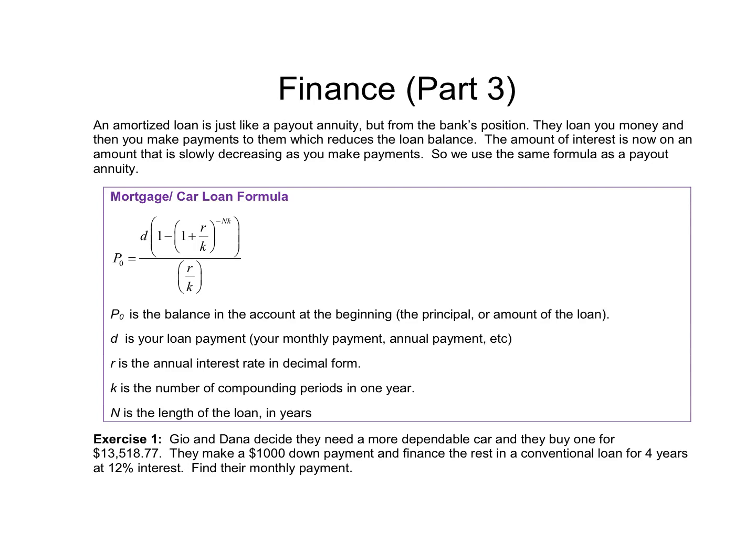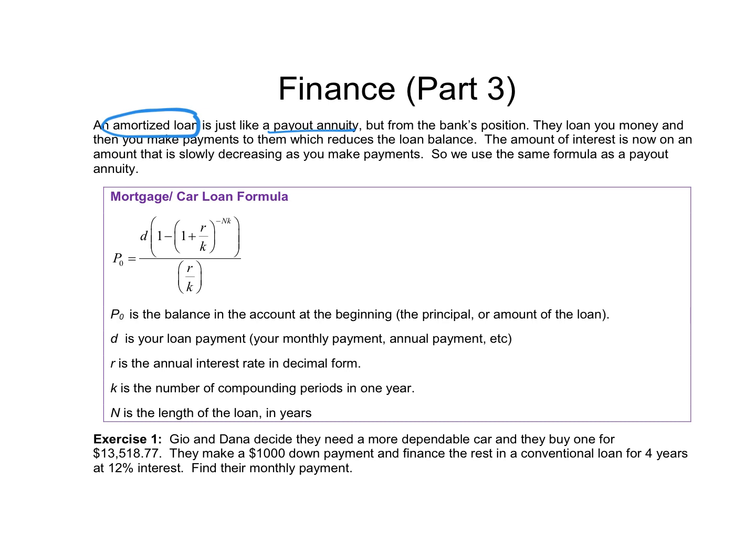All right, we're going to take a look at Finance Part 3, and really this section is all about loans. And we call them, you'll see this word a lot, an amortized loan. And really it's just like those payout annuities that we were working on, but from the bank's position. They loan you money and then you make monthly payments to them, which will reduce the loan's balance.